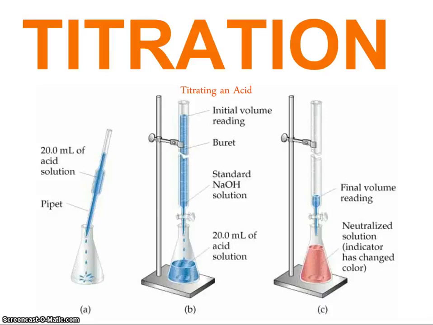Okay, titration. So in a titration, this is a fairly typical titration setup. This is titrating an acid. You'd have some sort of unknown that you would place into a beaker. You'd know the volume of it. You'd put it in using some volumetric pipette. You would then do that titration.